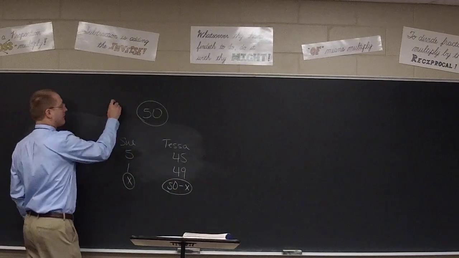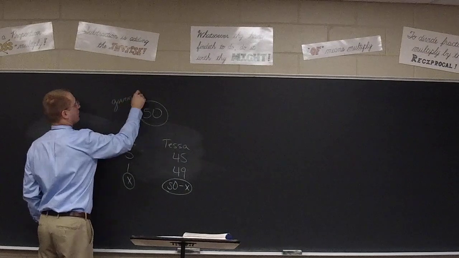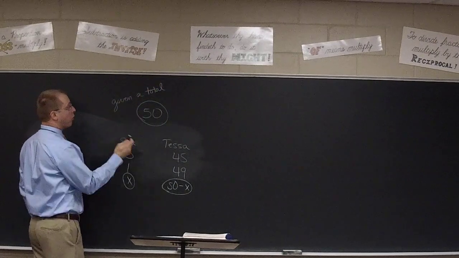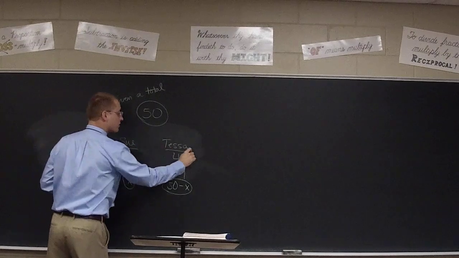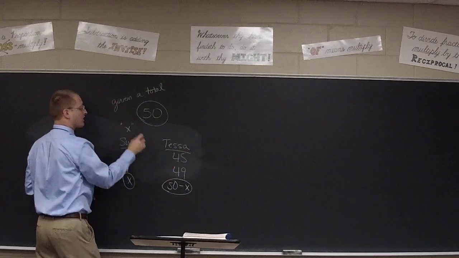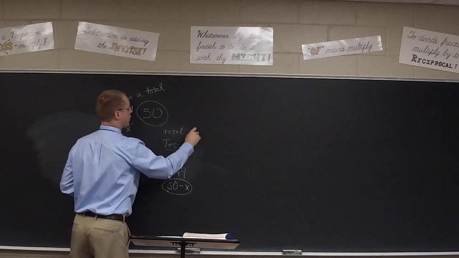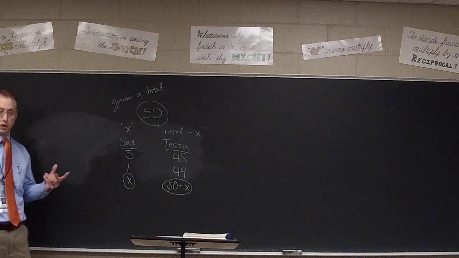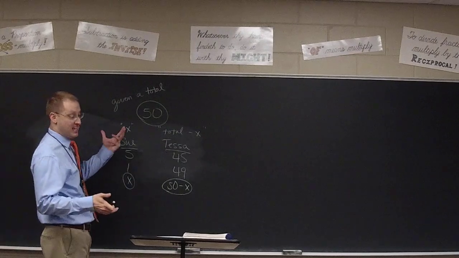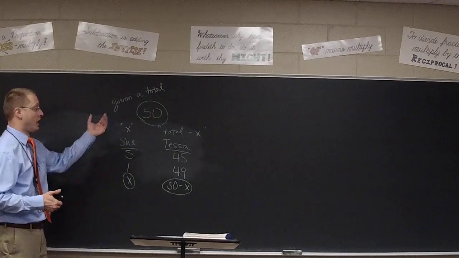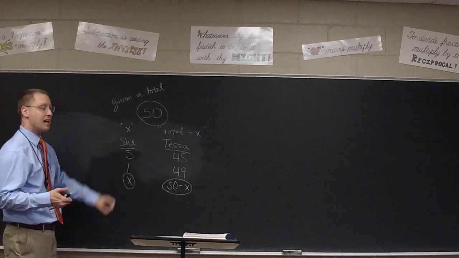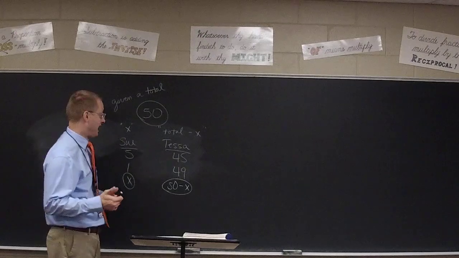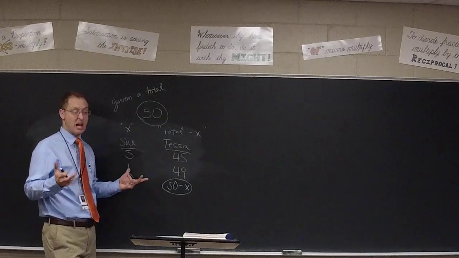Here's something where you can jot down in your notes. If you're ever given a total, one of the two unknowns in the problem could be an x. The other will always be the total minus x. If you're ever given a total of two things, one of them could be x, since we wouldn't know it, but the other would be that total minus x. That's a memorized fact if your brain works better with memorized facts. I like figuring it out logically.